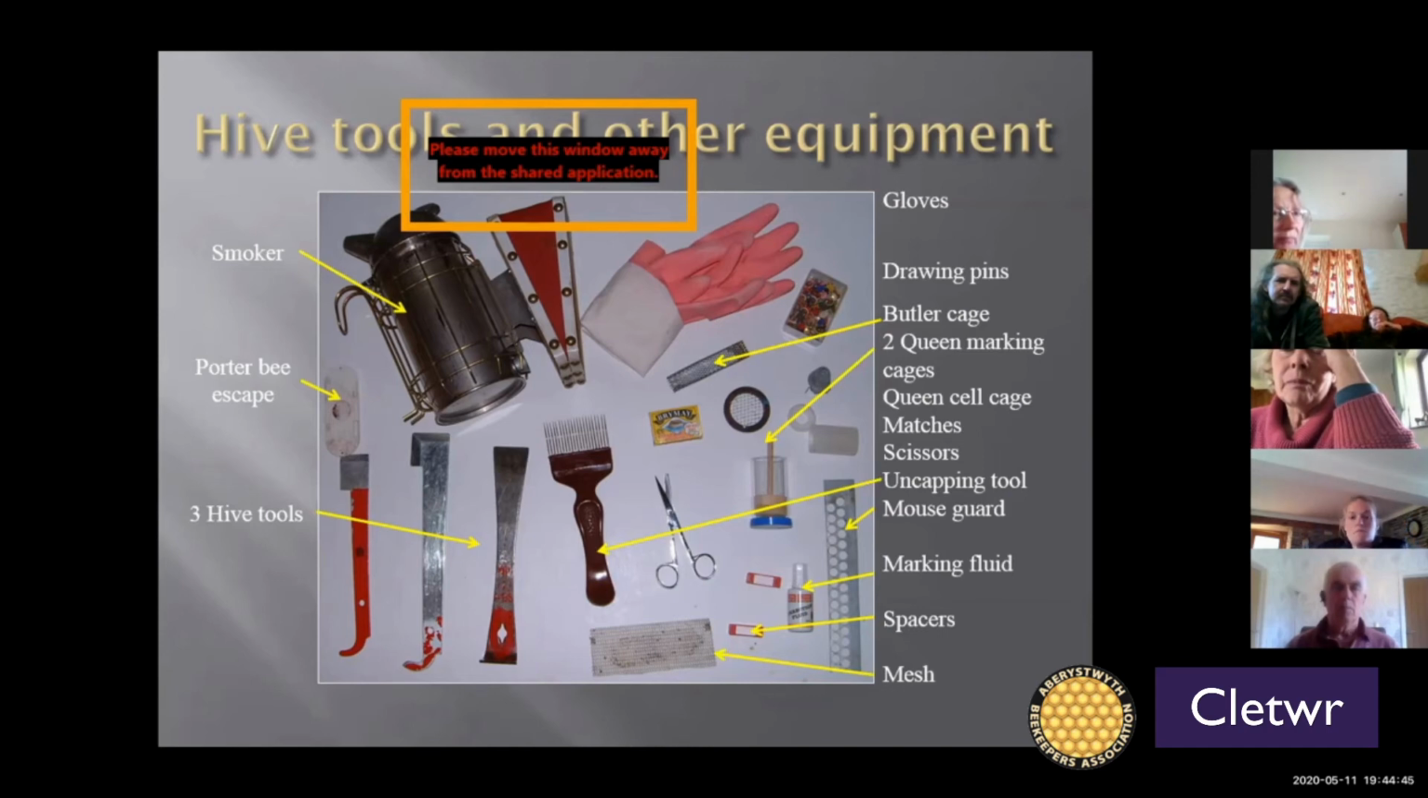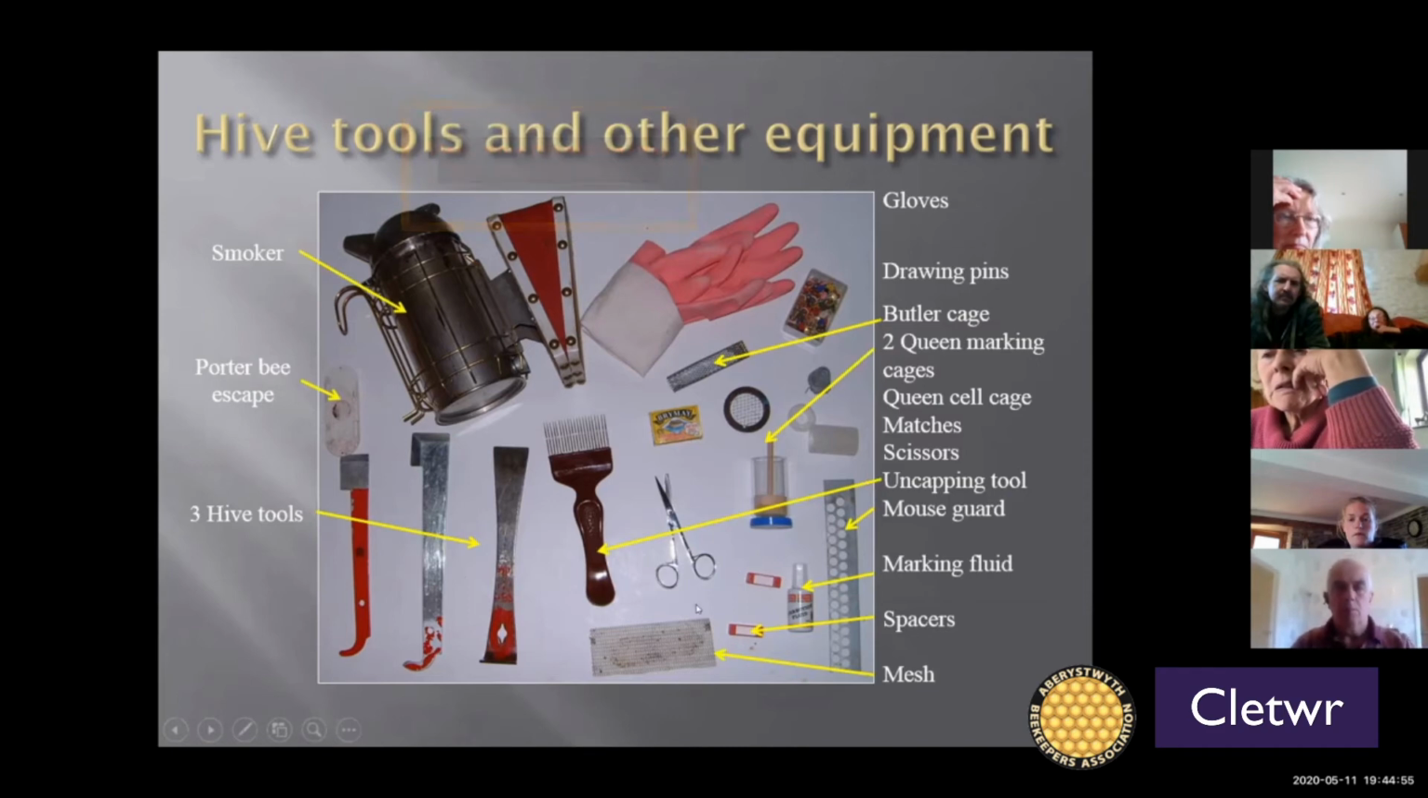Then the other, you'll see on the bottom right there's talk about spacers. Now there's many types of spacers, and that is actually to keep the frames spaced so that the bee space is correct.